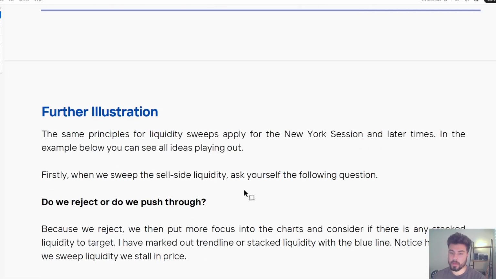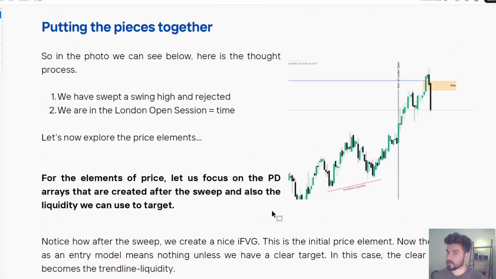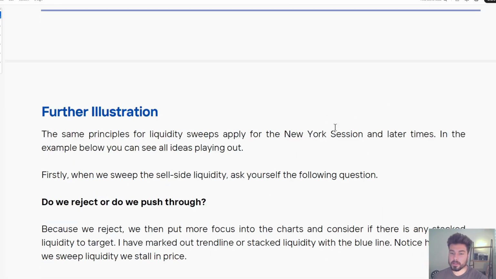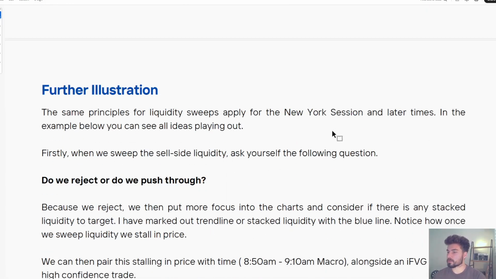Now, this occurs in all sessions. So let me just go through a further illustration. That's from the London session, the London Open session. So that's 2 o'clock in the morning, New York time. Further illustration here. Let's look at the New York session, but also later times, so later in the London session.